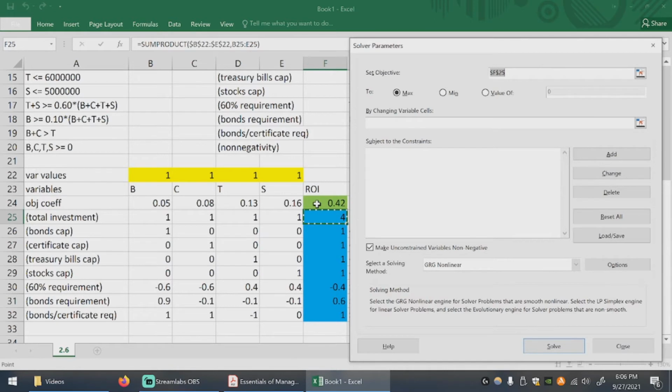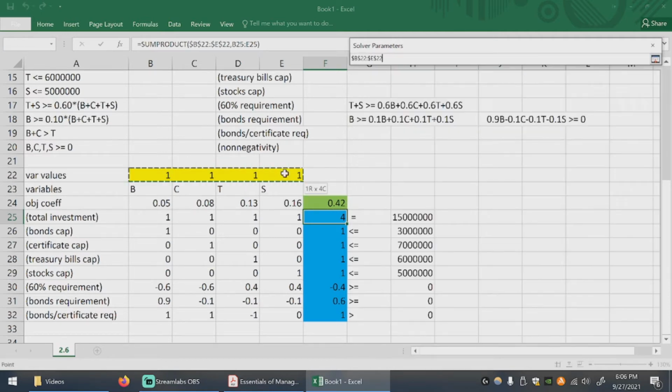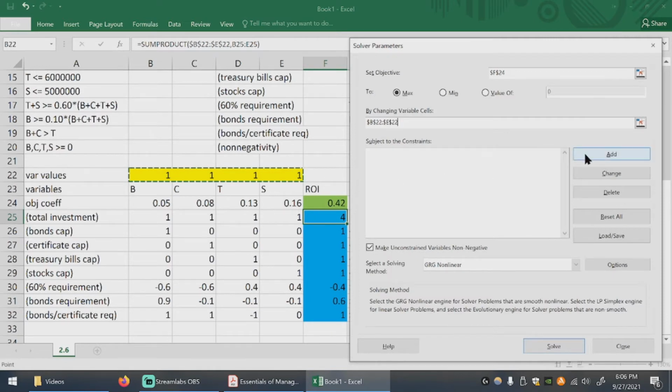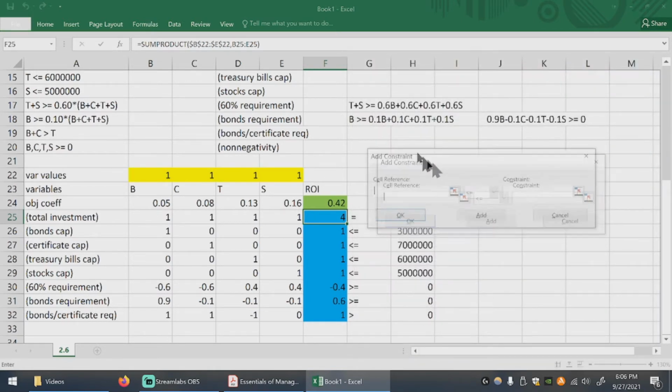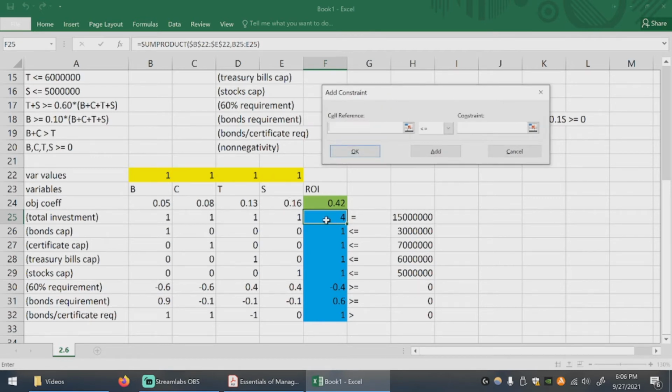Okay, where's my objective? It's that green guy. I do want to maximize the return on investment. What do I want to change? The yellow numbers. Subject to constraints that we will now add. First constraint is separate from the rest because in my opinion, it is an equal sign. If you check the answer in the back of the book, they have a less than or equal to. I disagree. I add that one. Next, grouping.